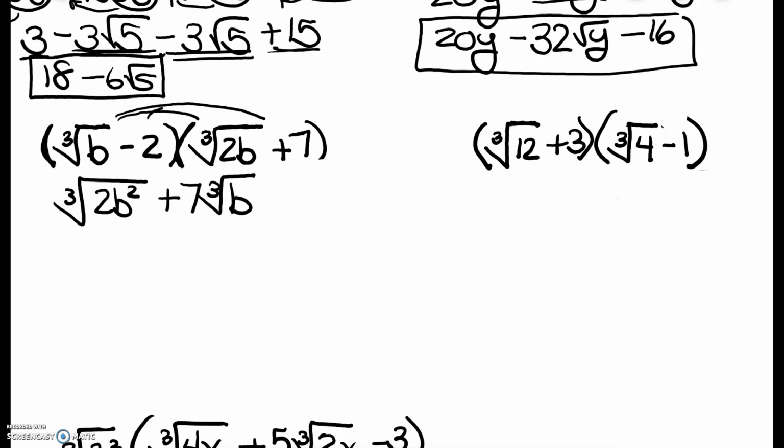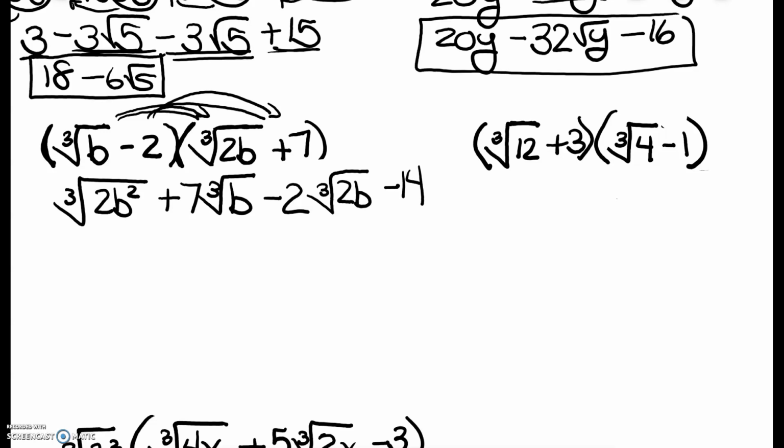And then I'm going to take the second term and multiply it out. Negative 2 times the cube root of 2b. So negative 2 times 1 is negative 2. And then I still have my cube root of 2b. And then a negative 2 times a positive 7 is a negative 14.